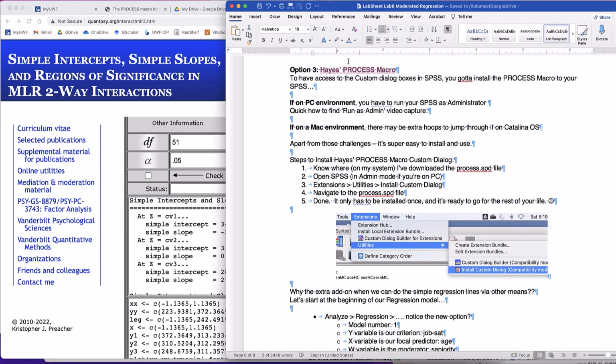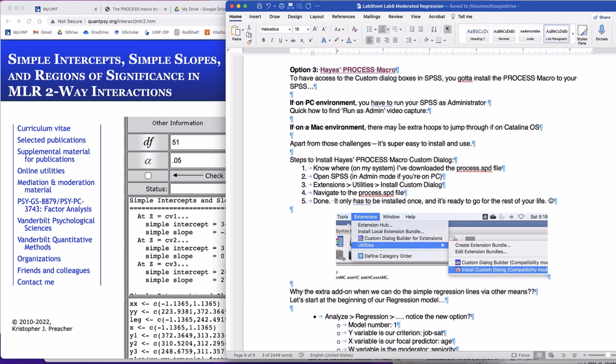Option 3, using Hayes process macro. This is an add-on to SPSS, so you would have to install it. If you don't have administrator access on your SPSS, like if you're running through Argo apps, this won't work. You can try running from syntax, but I would say skip this part if you are on SPSS and you don't have administrator rights on your computer. But for everyone else, try this out.